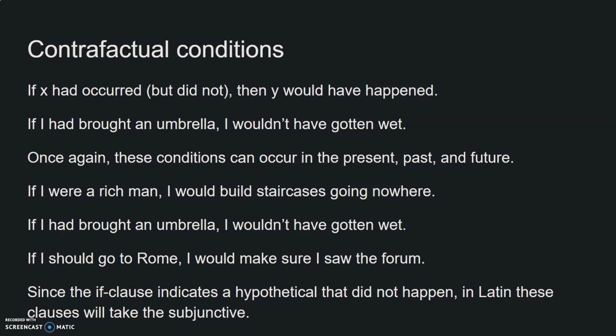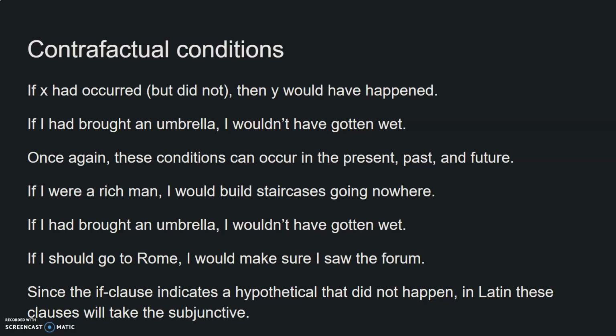And then finally we get this future contrafactual condition. If I should go to Rome, I would make sure I saw the Forum. Now, present contrafactual and past contrafactual very clearly say if this has happened or is happening, I would do this, but it didn't. Future is a little different. It just says if I should go to Rome, I would make sure I saw the Forum. It just says this is very unlikely that it will happen, right?